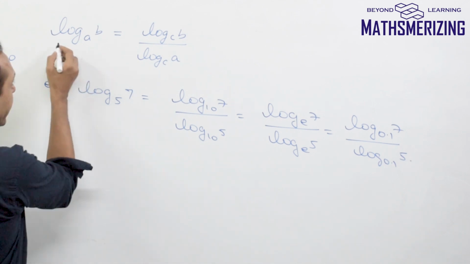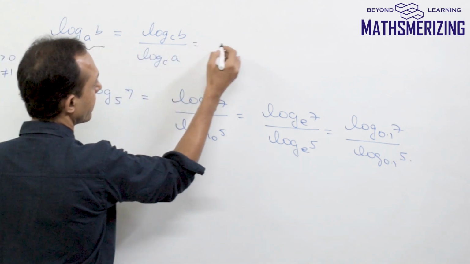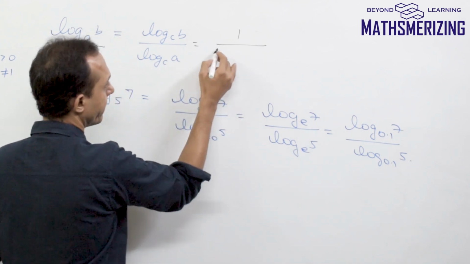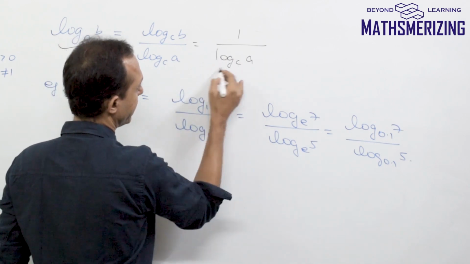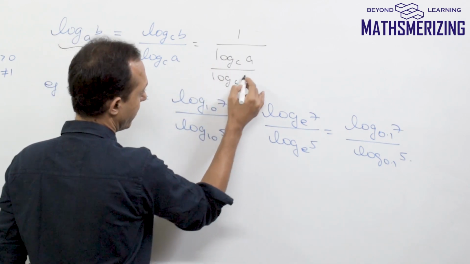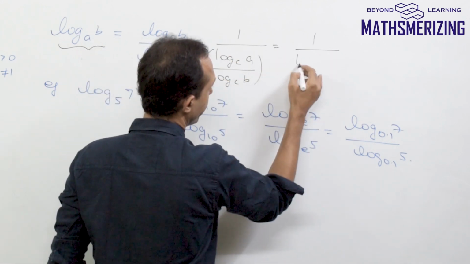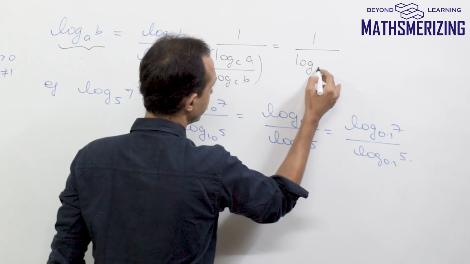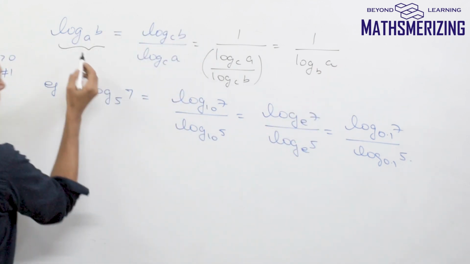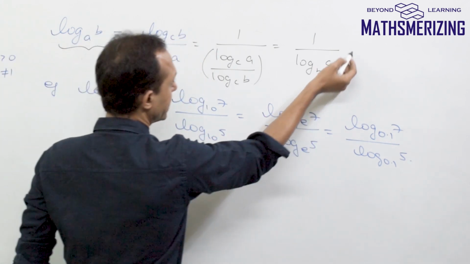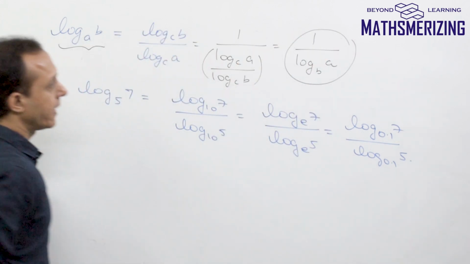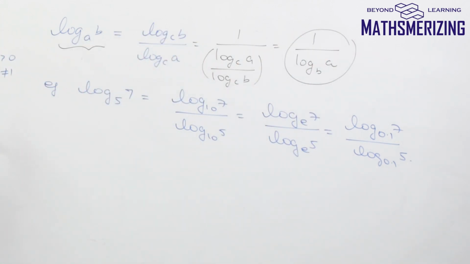And then from this property, I can also write it as 1 upon log c base a upon log b base c, and I can write this as 1 upon log a base b. So log b base a is the reciprocal of log a base b. So now how do we get this property?